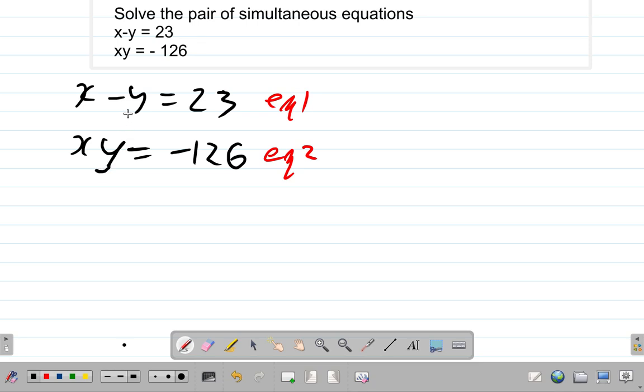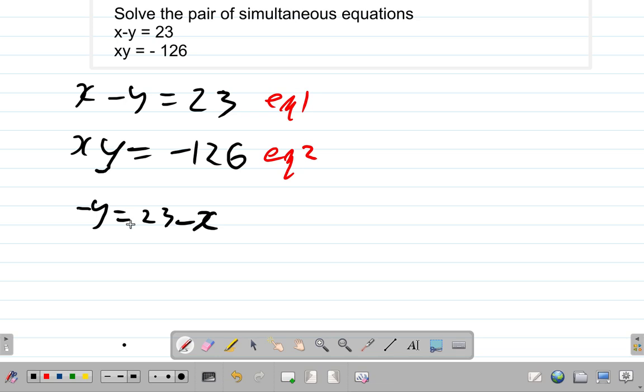Now, what we can do is do a little substitution. Let's substitute for y. Let's transpose this equation to make y the subject. So you transpose equation 1 to make y the subject. What you can do is subtract x from both sides. So you have negative y is equal to 23 minus x when you subtract it from both sides.